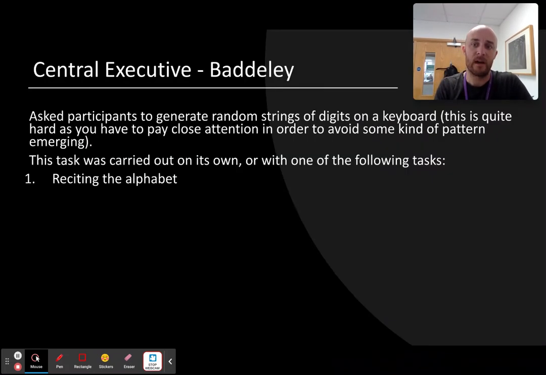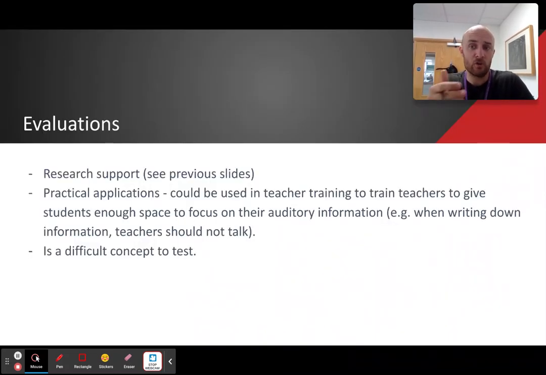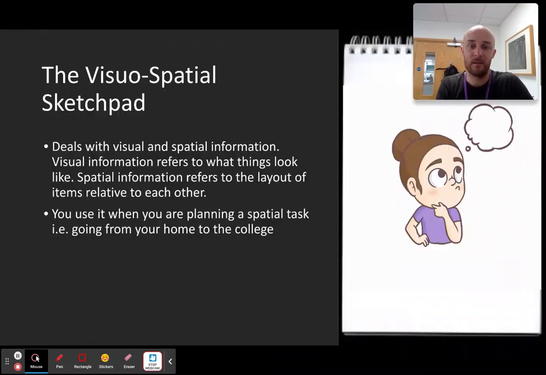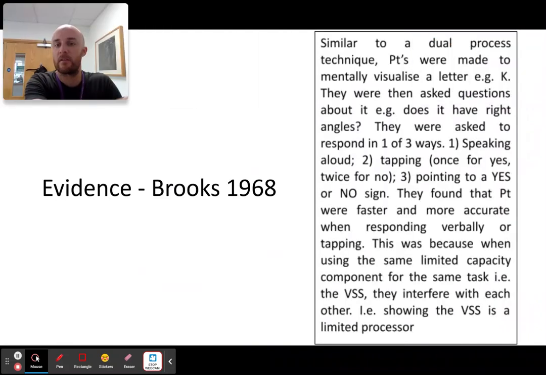Again, that's quite important because it does tell us quite a lot. What should teachers not do? Teachers should not talk whilst their students are writing and then get them to do another task, because they're not going to be able to pay attention to all of them. There is a bit more evidence here as well, which I'm not going to go through. This is further evidence of the visuospatial sketchpad. But to be honest, I would know Baddeley. I would also know Brooks 1968 as well. This is a good piece of research, and it does quite well to show the visuospatial sketchpad as well. So I would recommend knowing both, definitely.